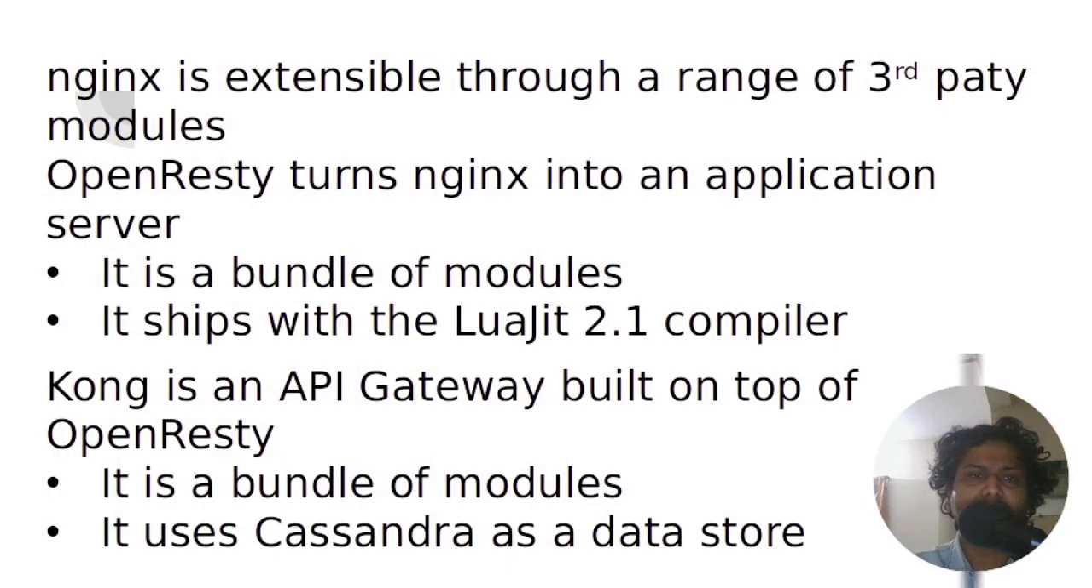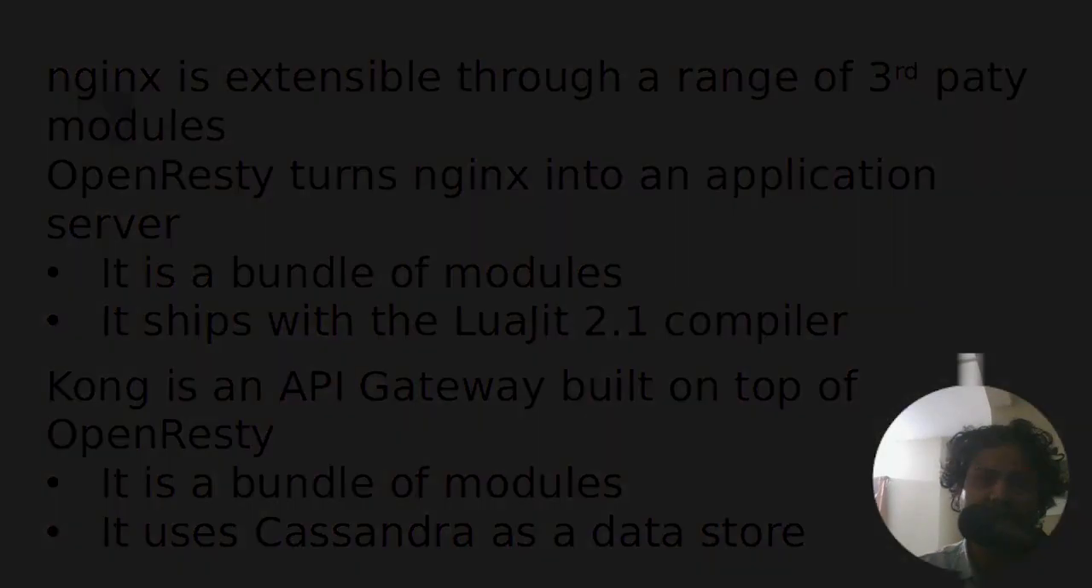Now, as you can see, Nginx is extensible through a range of third-party modules. OpenResty turns Nginx into an application server. It is a bundle of modules. It ships with the LuaJIT 2.1 compiler. Kong is an API gateway built on top of OpenResty. It's a bundle of modules. It uses Cassandra as a data store.